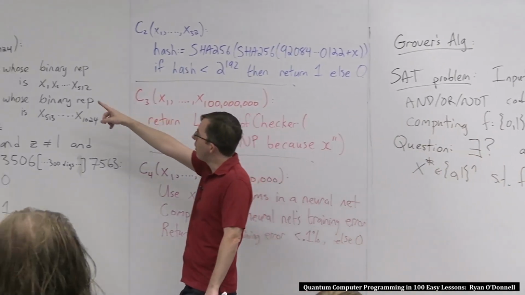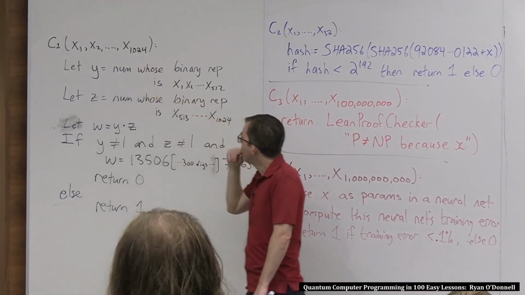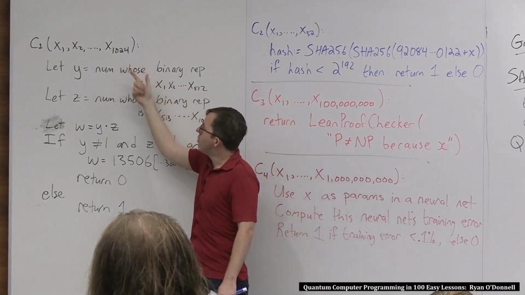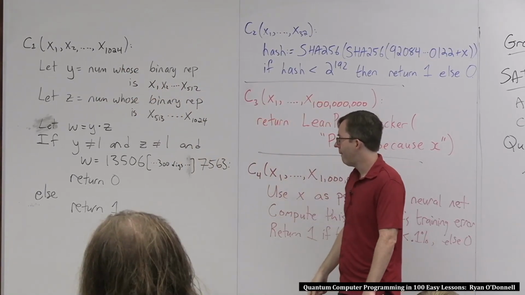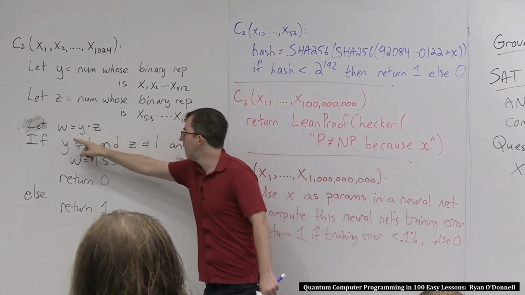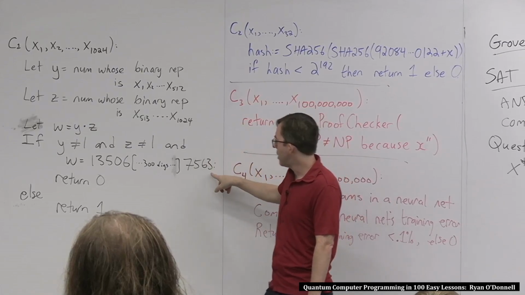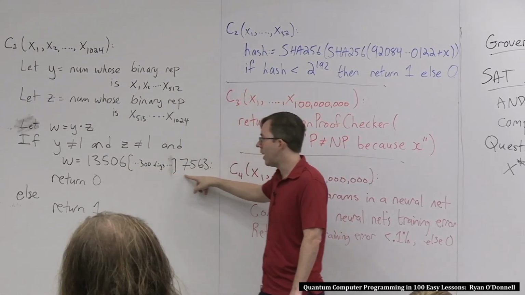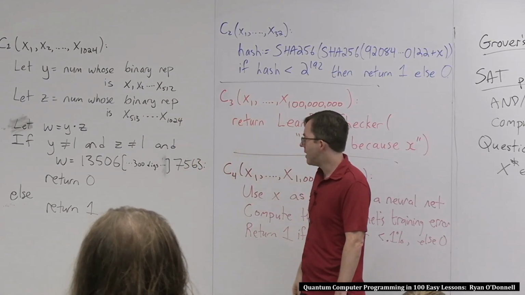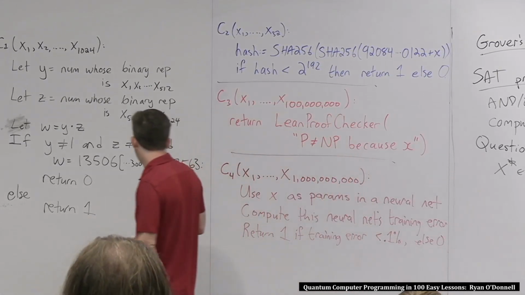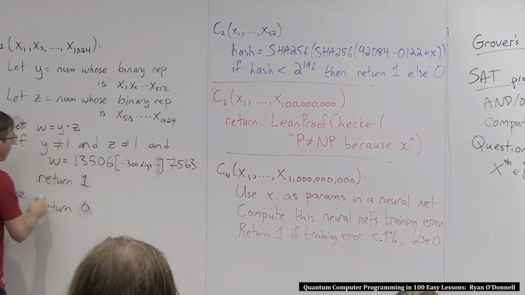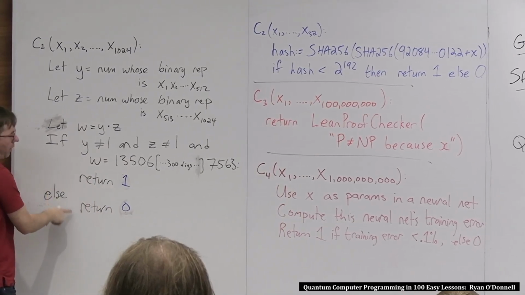This code takes as input 1,024 bits. It treats the first half of the bits as a number in base 2. It treats the second half of the bits as a number in base 2. Then it multiplies these 2 numbers, calling the result W. And then it checks if W is this certain 309-digit number that's hard-coded into the source code. If W does equal this number, then it returns 1. Otherwise, it returns 0.